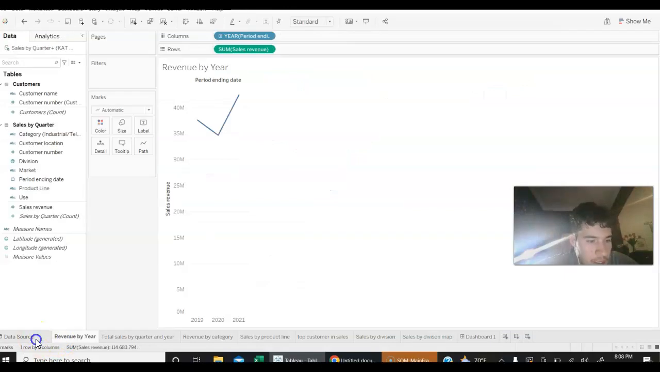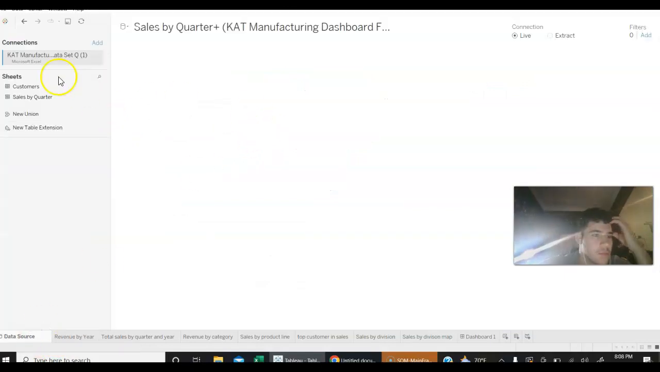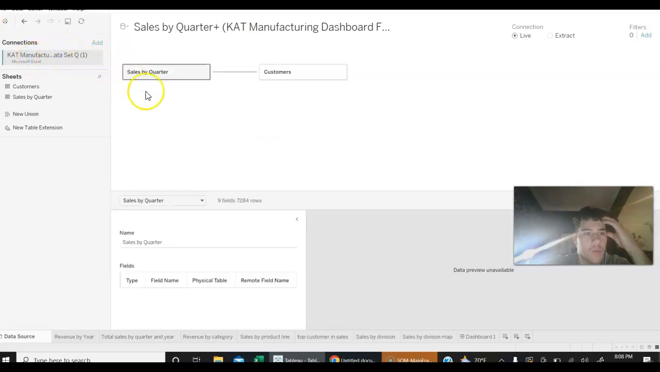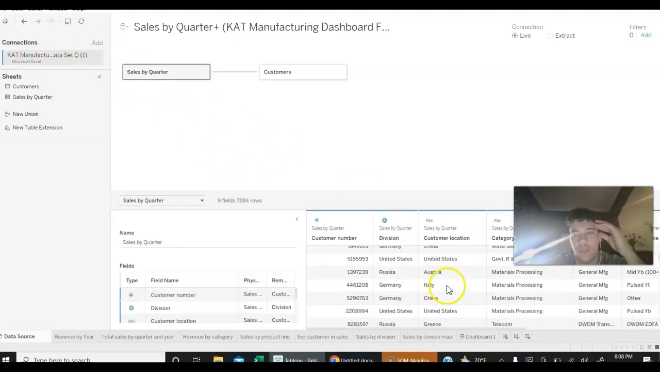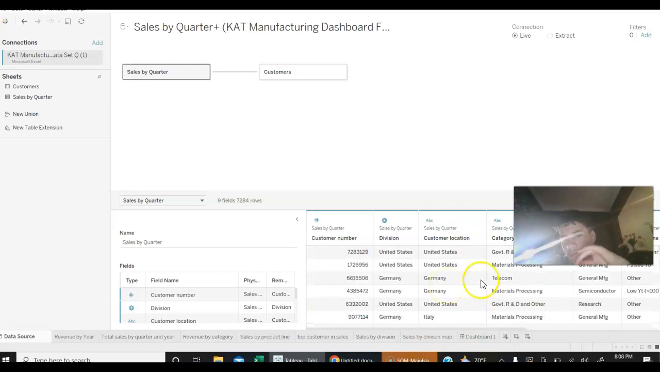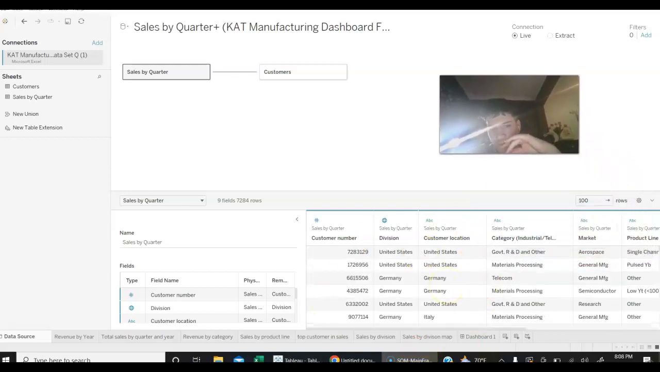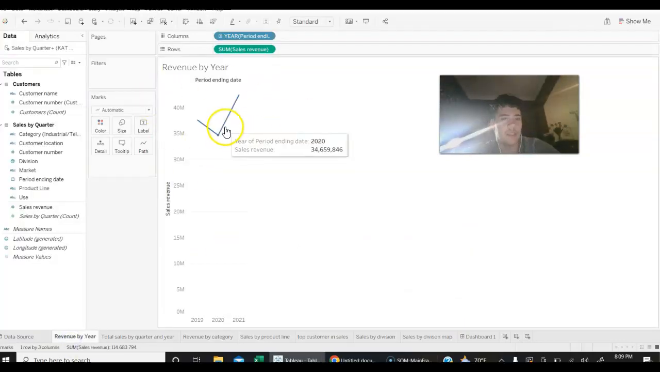So here is my data. Full load. So here's all of my data. It's 7,284 rows. So it's quite a bit to sort through. So instead, we can easily find trends and compare things. So I have a sheet for some major things I wanted to see.